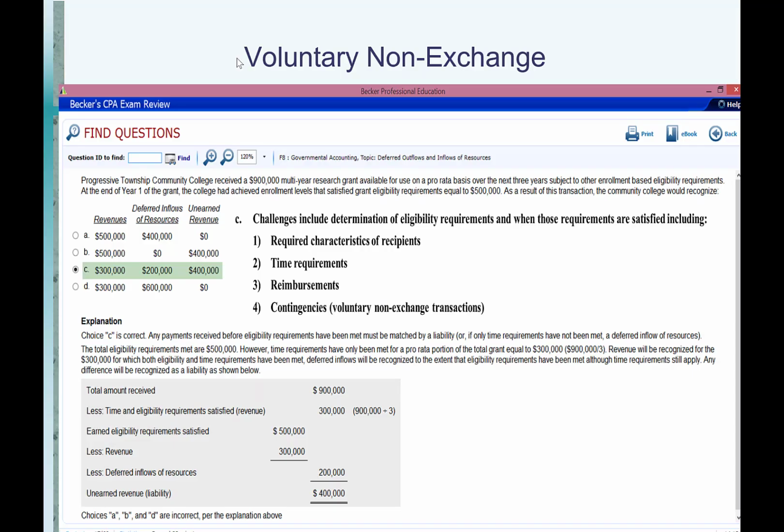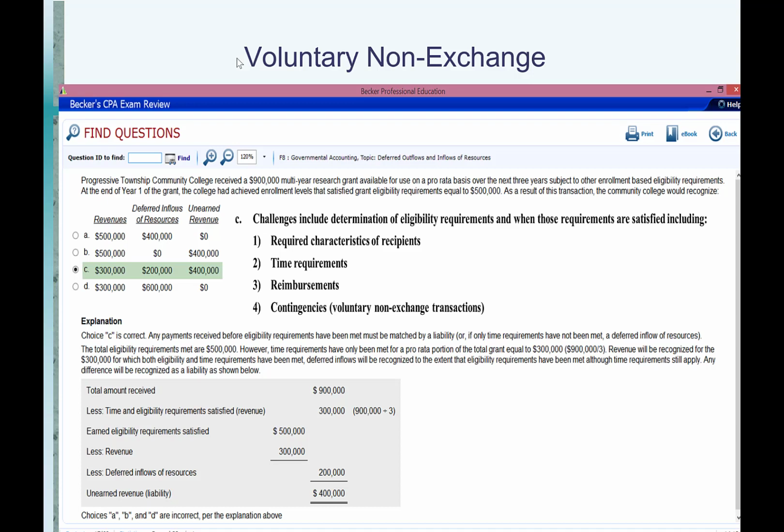Okay, so finally, we bring all the rules together when it comes to a voluntary non-exchange. Now we're going to get a chance to see eligibility. We're going to get a chance to see time here, right? So even though we say you take revenue when you've met eligibility and time, if you've met eligibility but not time, it's a deferred inflow. All of that finally comes into the voluntary non-exchange, where you're able to go through that whole cycle. Okay, so let's just go ahead and look at this example.